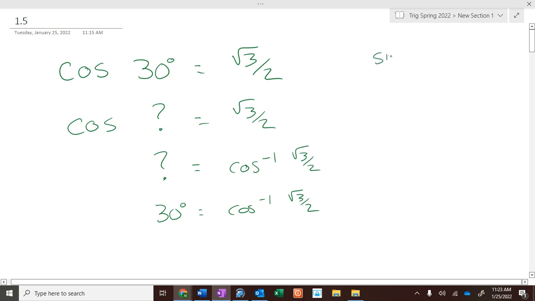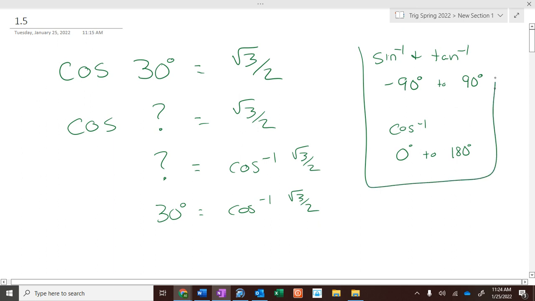for sine and for tangent, inverse sine and inverse tangent, that is, we go from negative 90 degrees to 90 degrees. For inverse cosine, we go from 0 degrees to 180 degrees. And their corresponding radian measurement. Okay? So, this is important to know.